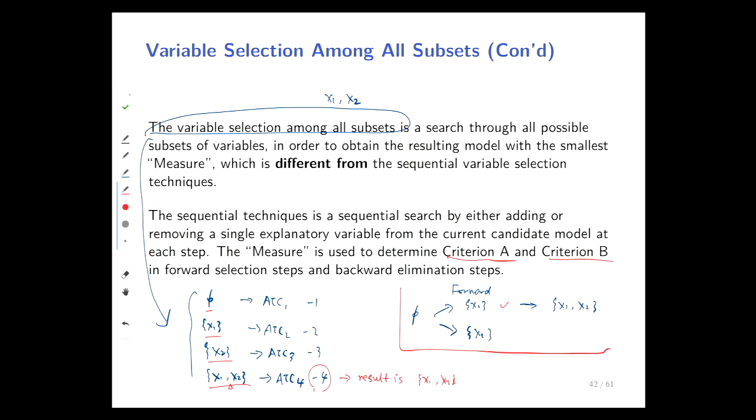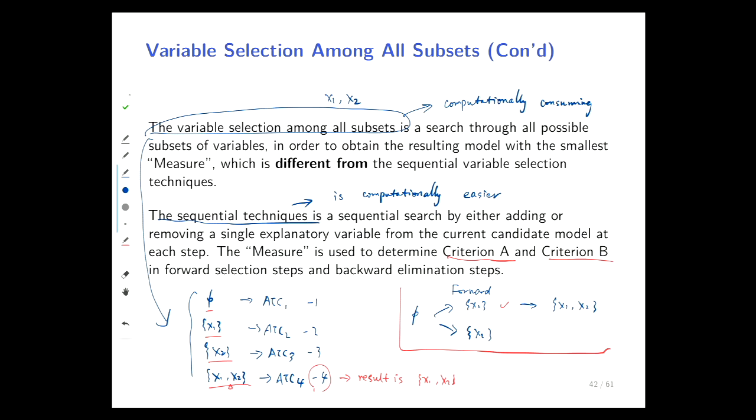So one thing I need to say here is that usually the reason why I talk about the sequential techniques in the beginning, but not the among all subsets idea, is that the sequential idea is really computationally easier. But the variable selection among all subsets is usually very computationally consuming.